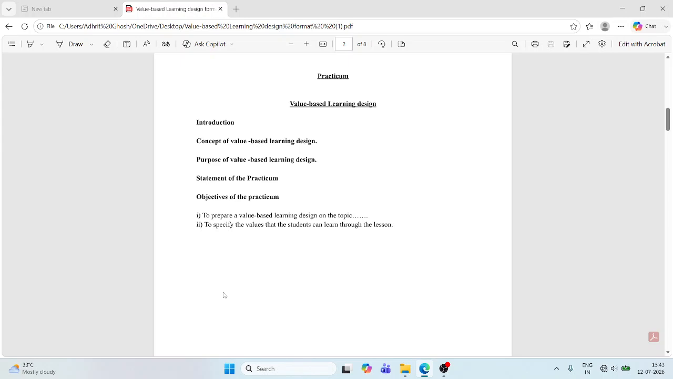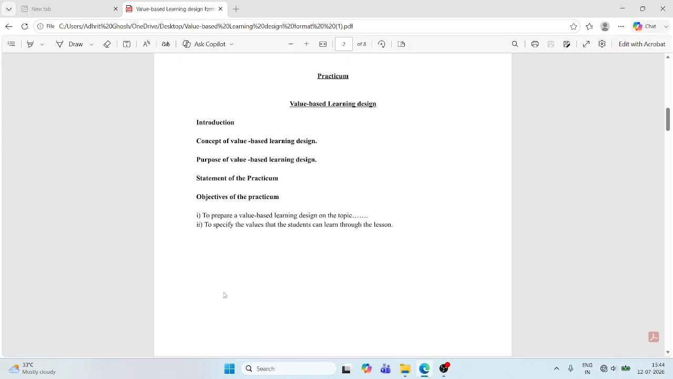What is a learning design? First you mention that, and then you mention what a value based learning design, a value laden learning design, is, and how it differs from any other learning design. Then, what is the purpose of preparing a value based learning design? That's precisely because, when we are teaching certain subjects which inculcate certain values, specifying those values becomes an essential part of the lesson, right?